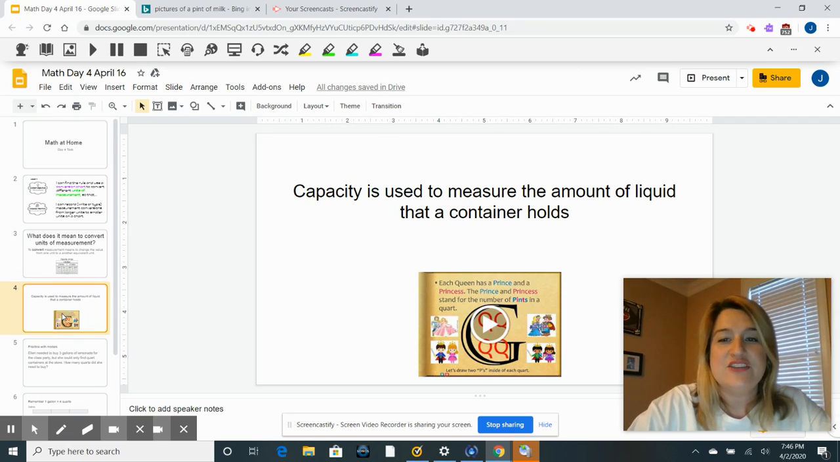Now, like we said, capacity is used to measure the amount of liquid that a container holds. This story tells you about a place called Gallon Land, where there's queens, a prince, and a princess, and some cats. Your queens are your quarts, your prince and princess are the pints, and your cats are the cups. So it's a good way to help you remember how many quarts are in a gallon, how many cups are in a pint, things like that. So go ahead and pause my video, and watch the video of Gallon Land.